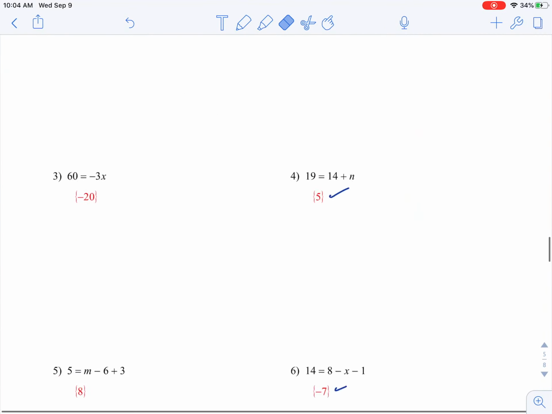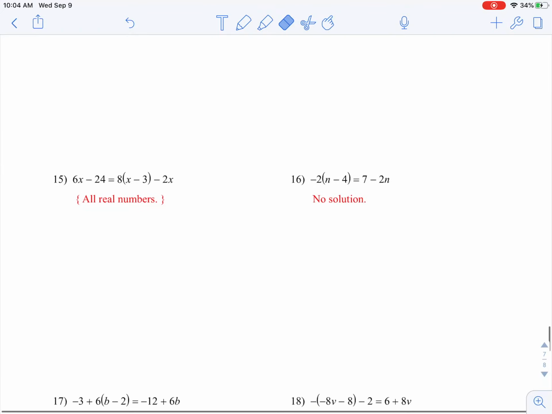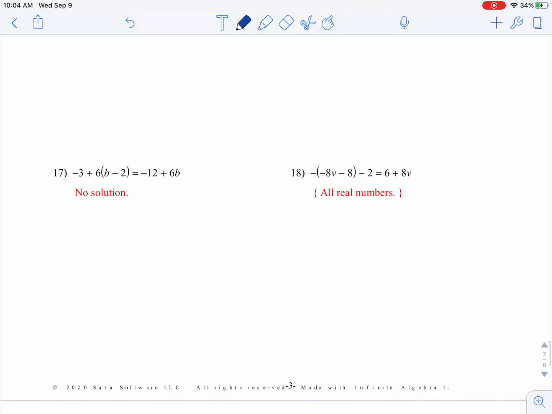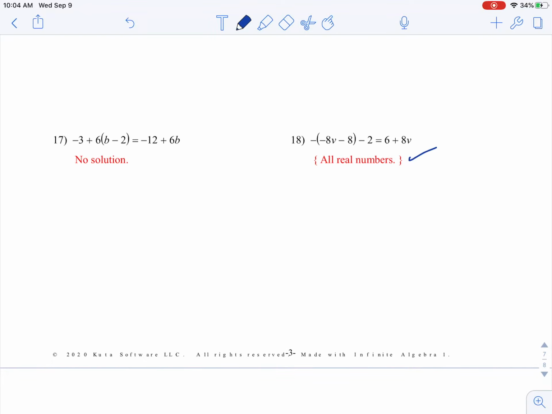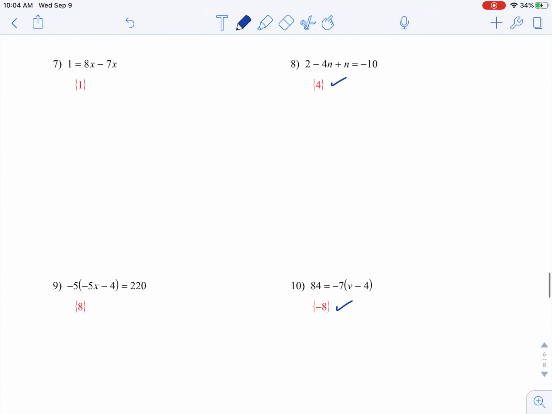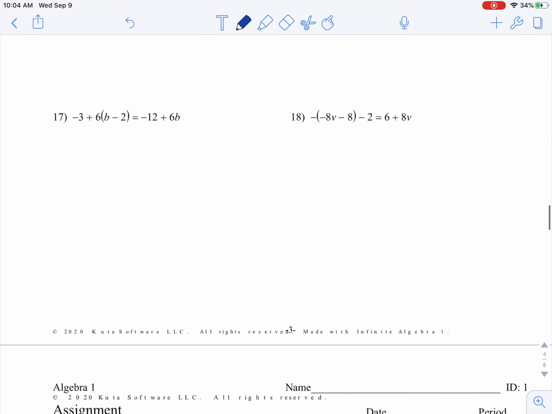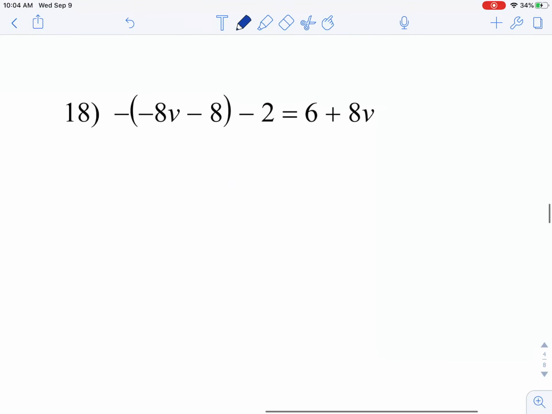So let's look at number 16 just to make sure. Wow, wouldn't it be funny if I got it wrong? There it is. Number 18 is our last problem. We'll look at it ahead of time. You can see here, this one's going to be an all real numbers. So we've got to talk about what goes into an all real numbers type problem.